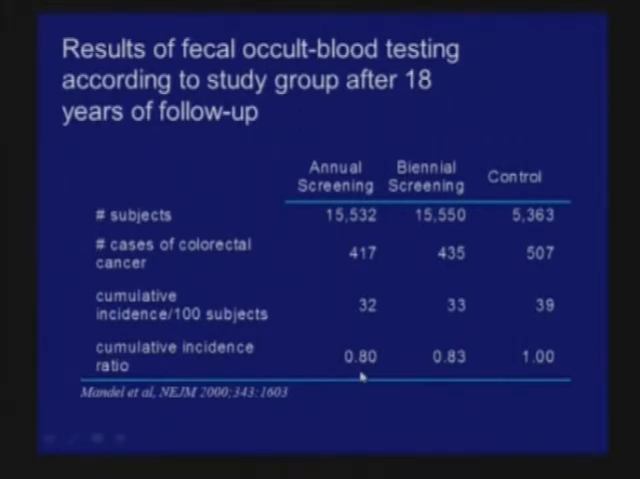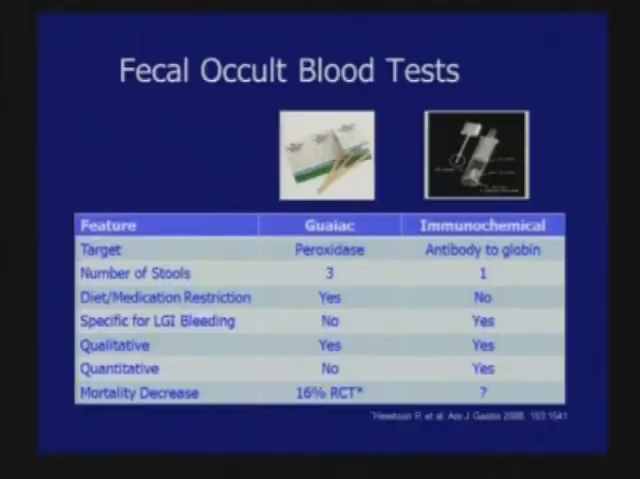So this goes back now almost 15 years, when we learned about the effectiveness of occult blood testing. Large studies are available, with 15,000 patients, that looked at annual screening as well as biennial screening. And what we learned is that you can definitely affect colon cancer mortality by offering systematic occult blood testing by about 20%. And you can do it either annually or every other year.